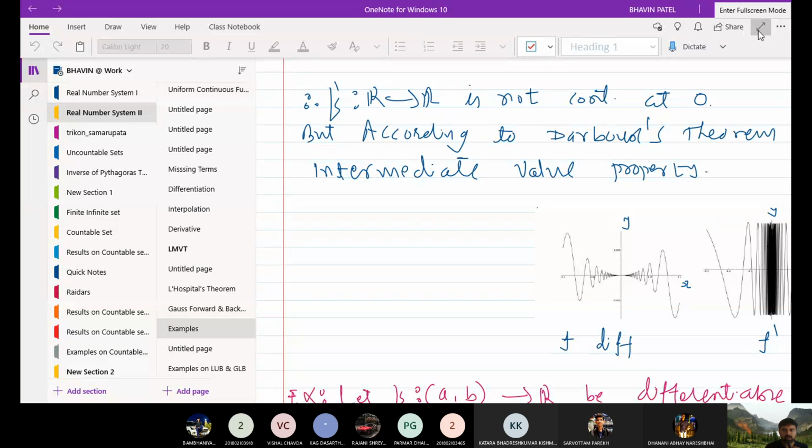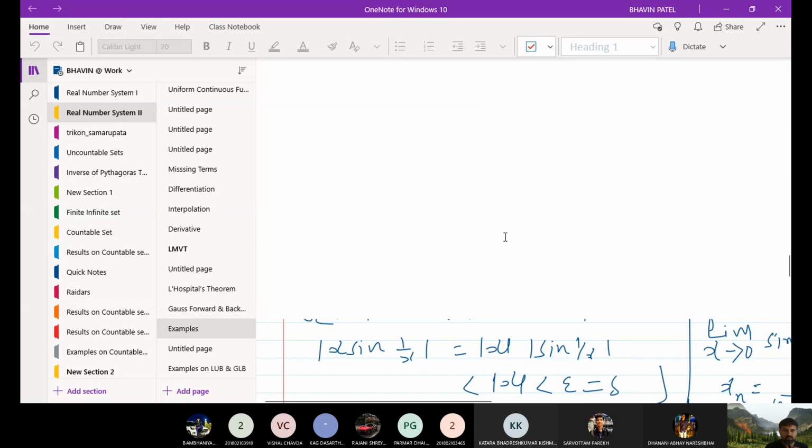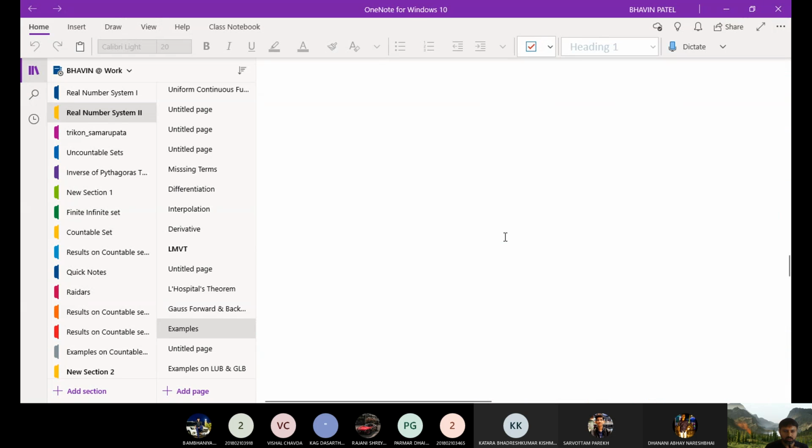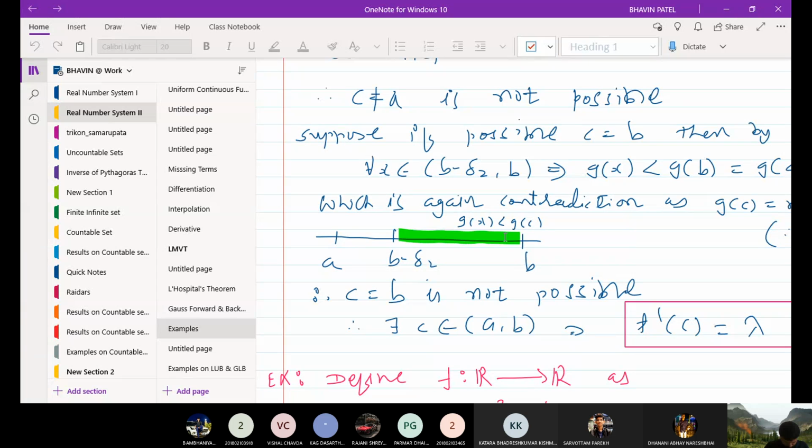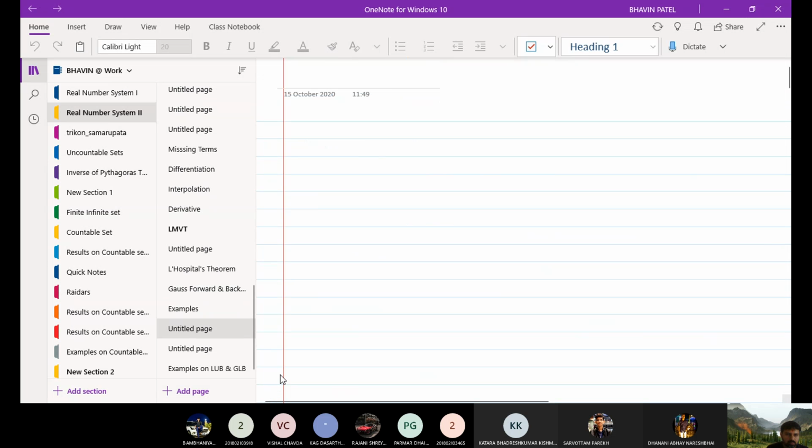So see, Darboux mean value theorem is nothing but an intermediate value theorem for differentiation. So suppose you are given a function f which is differentiable, f is defined on closed interval [a, b] to R, and lambda is any number between f'(a) and f'(b), then there exists some c belongs to open interval (a, b) such that f'(c) equal to lambda.